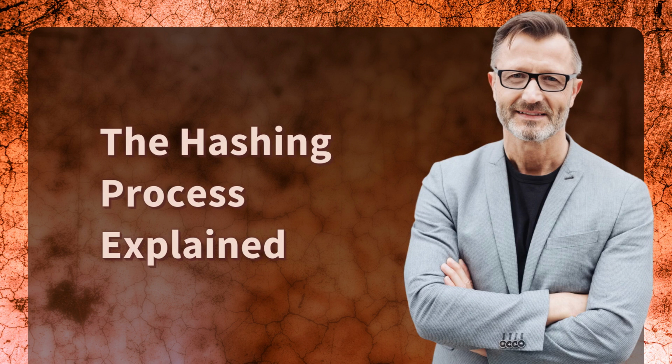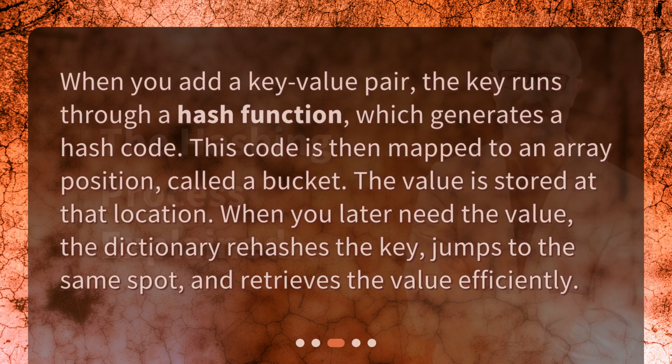The hashing process explained. When you add a key value pair, the key runs through a hash function, which generates a hash code. This code is then mapped to an array position called a bucket. The value is stored at that location. When you later need the value, the dictionary rehashes the key, jumps to the same spot, and retrieves the value efficiently.